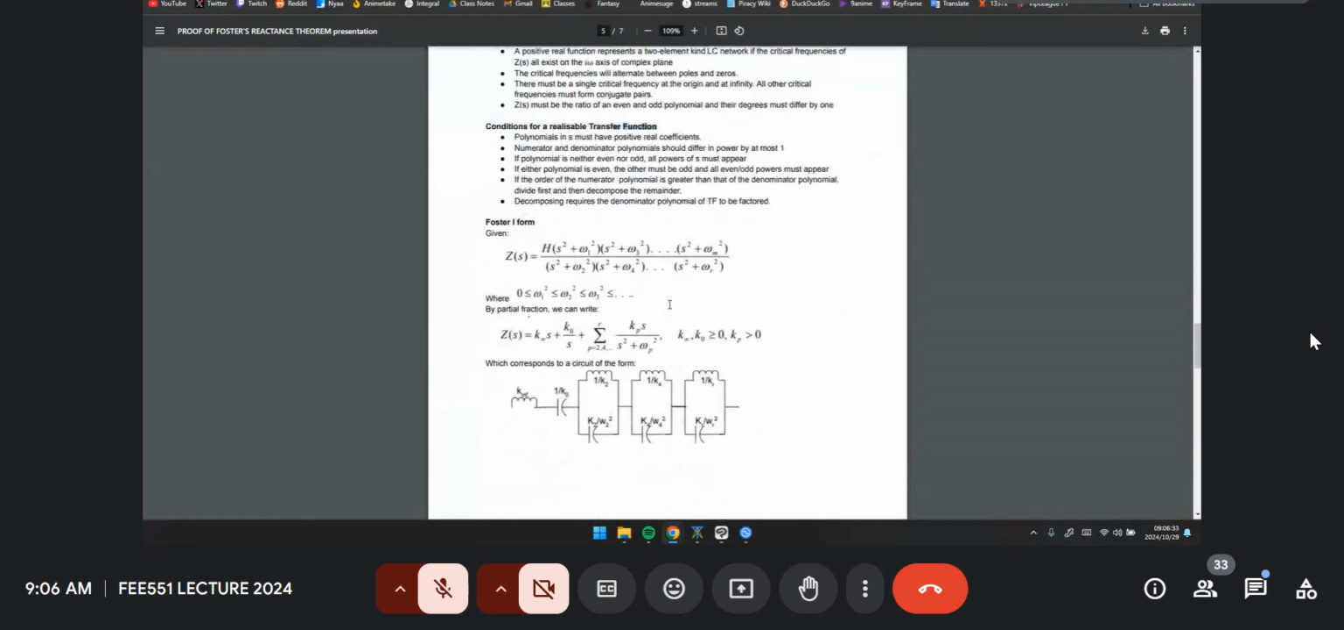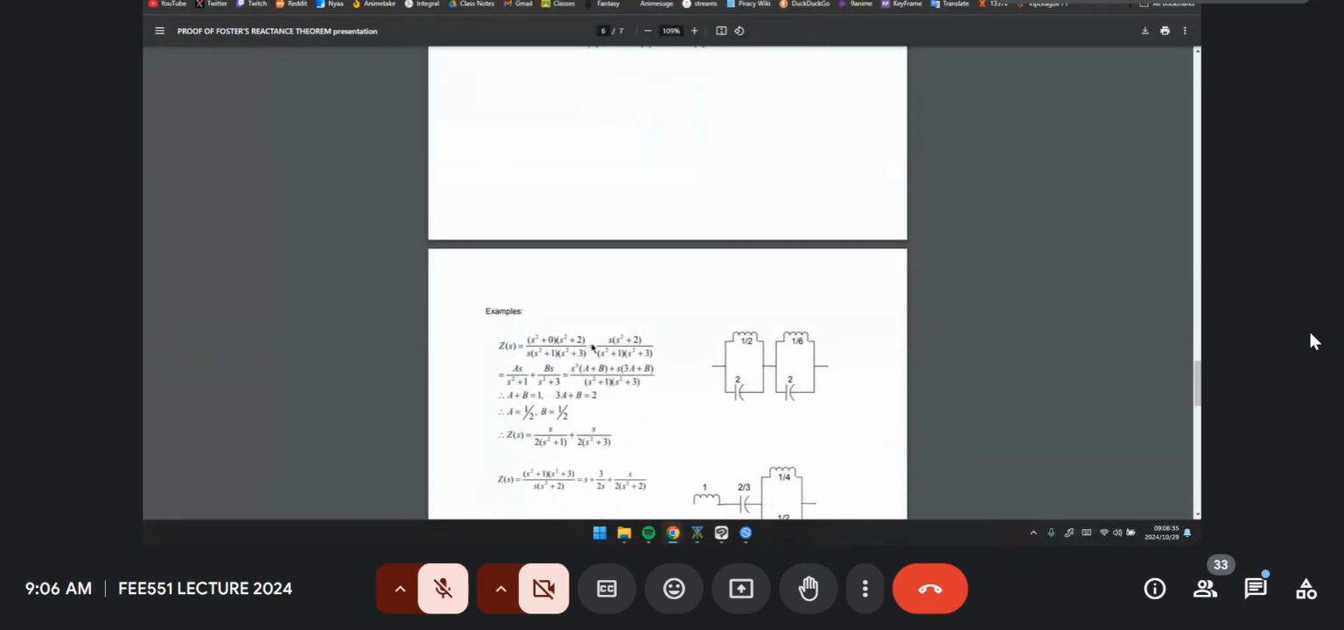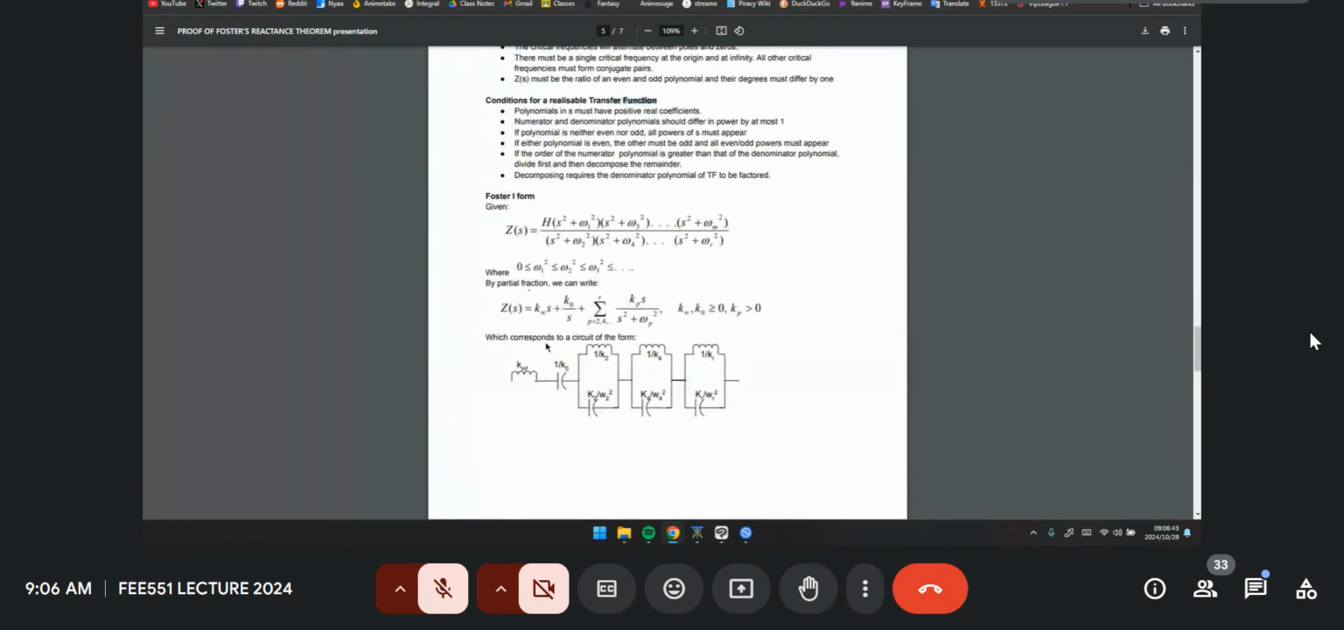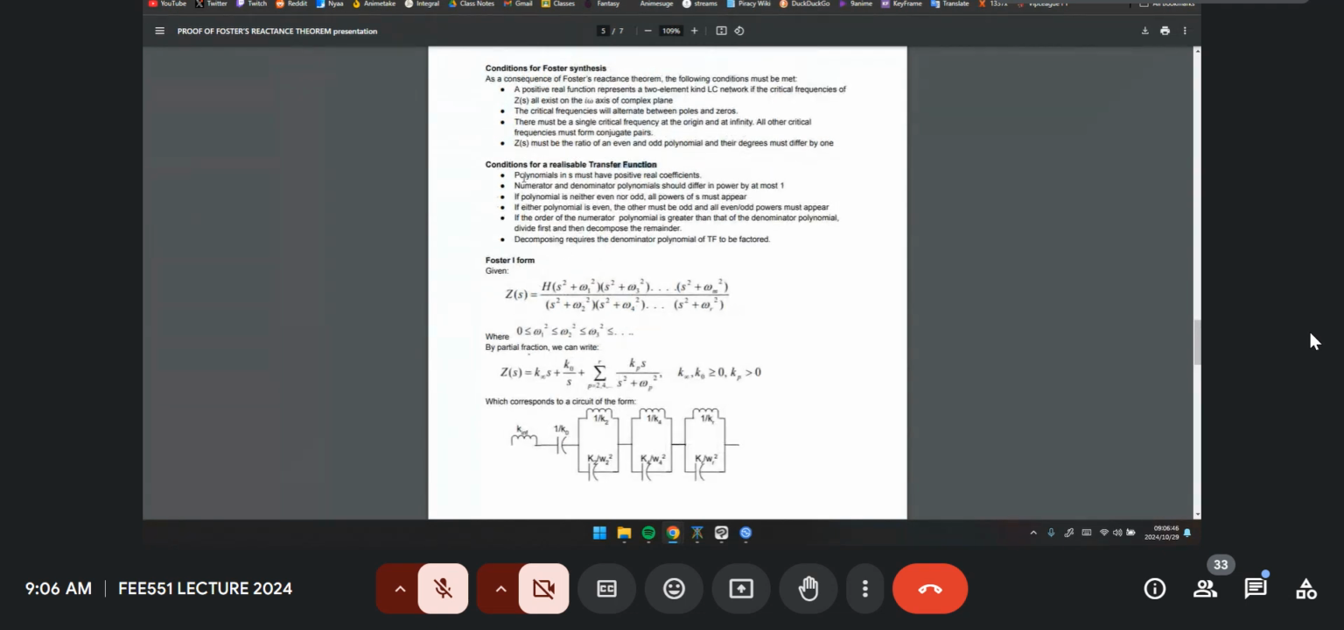These are the conditions for which we can look at these equations to find if they are realizable using the Foster form, whether it can be the first or the second Foster form. The polynomial must have positive real coefficients. The numerator and denominator polynomials can be divided by 1. If the polynomial is neither even nor odd, all powers of s must appear. And if one polynomial is even, the other must be odd.